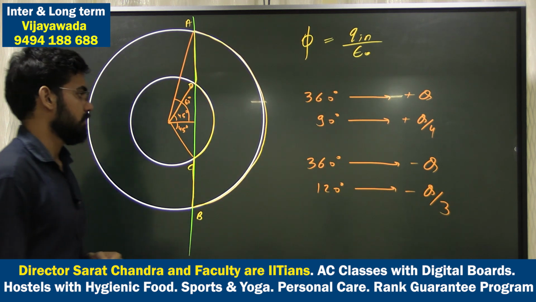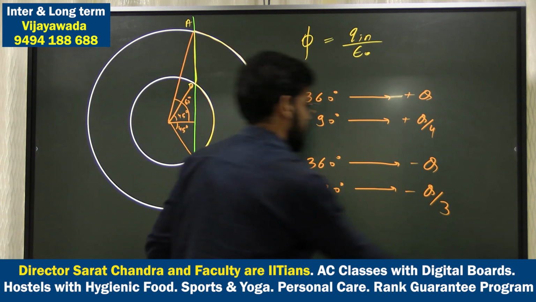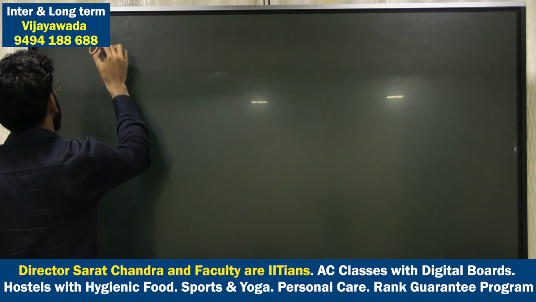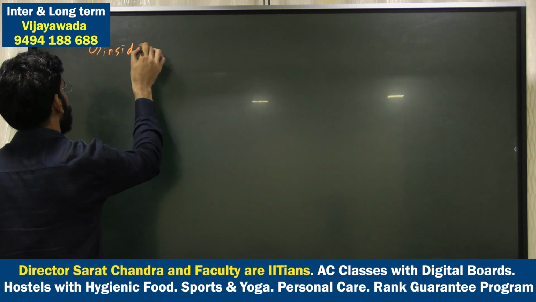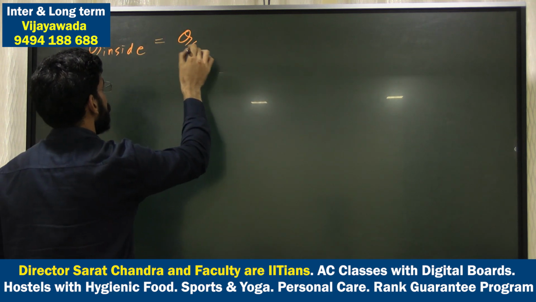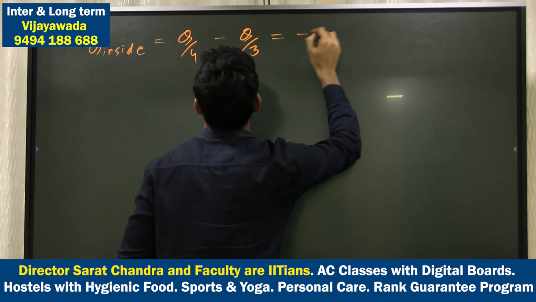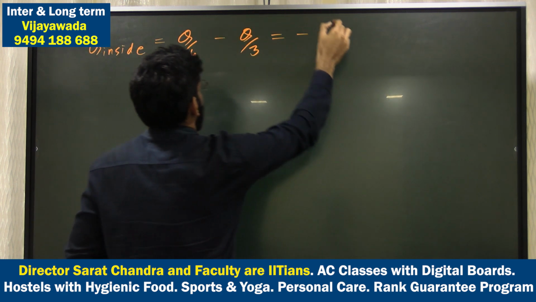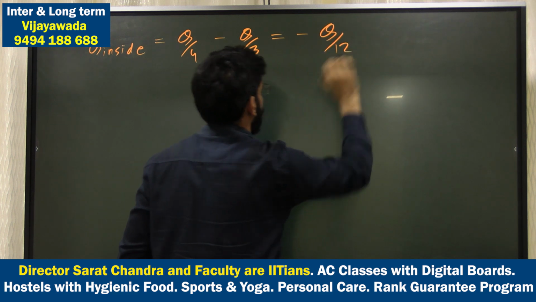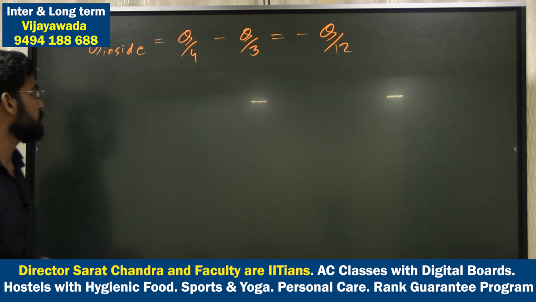This is the charge. So by this I see the q inside the surface is how much? Q by 4 minus q by 3, that is minus q by 12, minus q by 12, okay. This is your q inside.